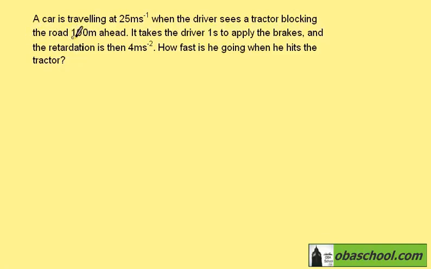A car is travelling at 25 meters per second when the driver sees a tractor blocking the road 100 meters ahead. It takes the driver 1 second to apply the brakes, and the retardation is then 4 meters per second squared. We want to know how fast he's going when he hits the tractor.